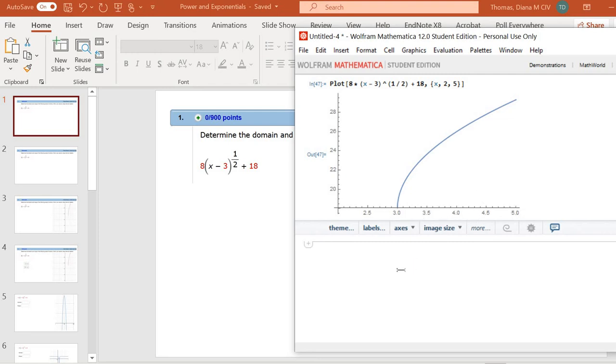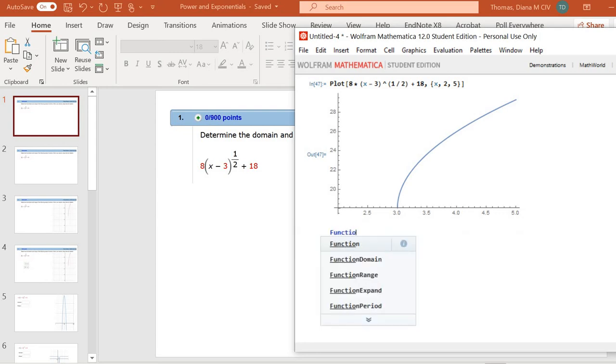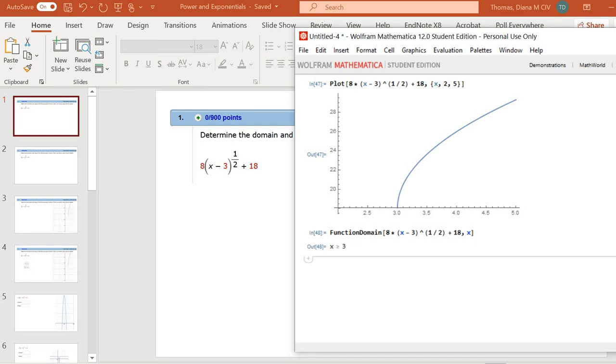Let me show you one more thing before we go to Desmos. If I go FunctionDomain, and I plug in the same function, let's copy and paste this, and I put comma x, it will give you the domain. So it's x bigger than or equal to 3. So there's no guessing. But you have to use your brain because sometimes this won't work. Like if it's 1/3 here, it'll give you what's correct for complex numbers with principal roots, but it won't give you what's expected. So you have to be careful.